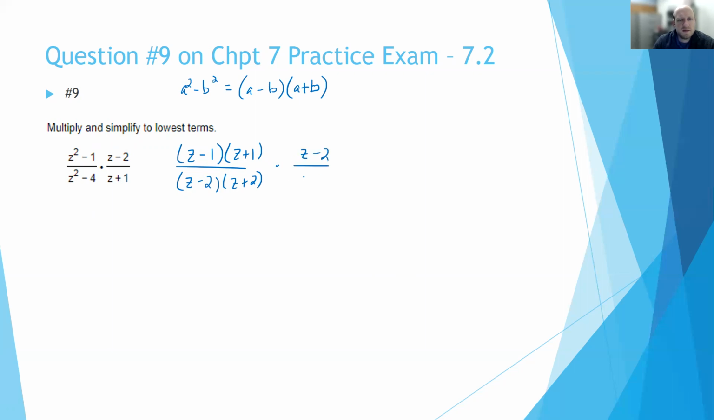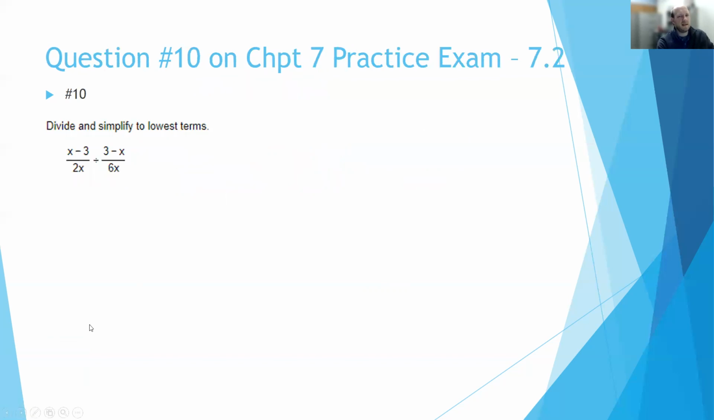And then I have a z minus 2 and a z plus 1. And if it makes it easier for you, you can always put those in parentheses, okay? And then those kind of match up now with these products. So I can cancel diagonally. So the z minus 2, the z minus 2, and the z plus 1 and the z plus 1. So then I'm left over with just z minus 1 over z plus 2. And that is it.